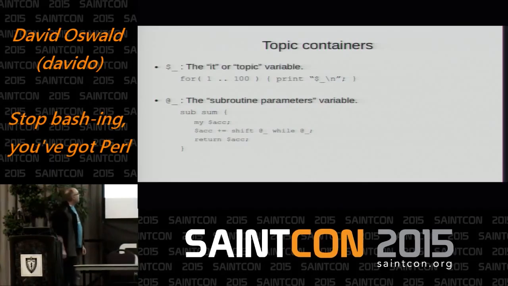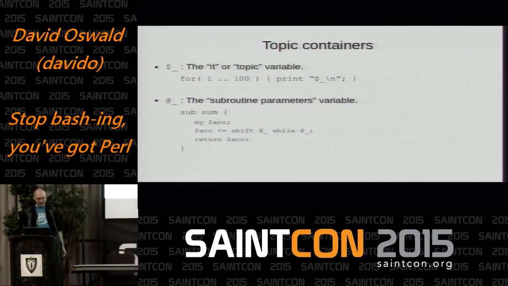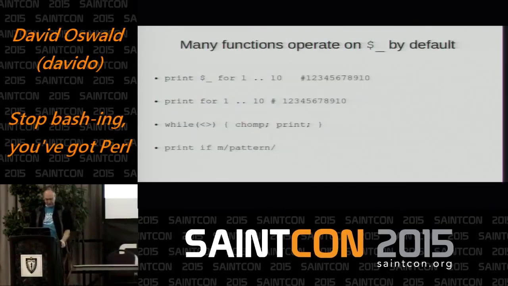In subroutines, the topic variable is the @_, which means an array. All of the elements that are passed into the subroutine, all of the parameters passed into the subroutine, are stored in the @_ variable. And we'll look at that a little bit later. So there are many functions that operate just by default on the $_ topic variable.